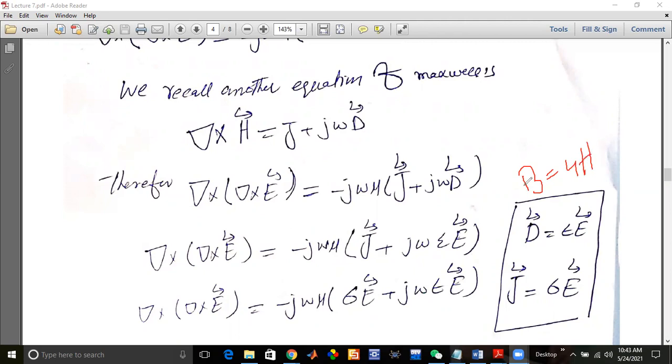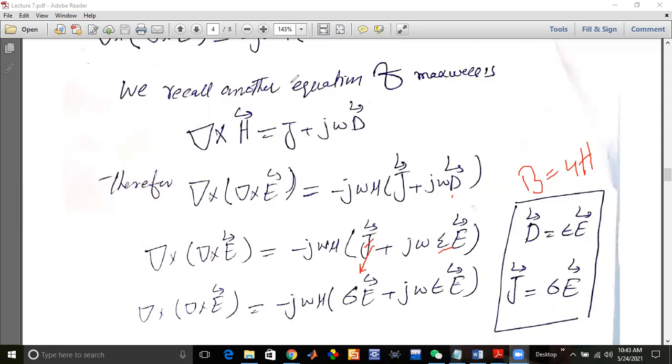Remember these three equations: B is equal to mu naught times H, D is equal to epsilon naught times E, and J is equal to sigma times E. So when we write minus j omega mu, we replace J by sigma E and D by epsilon E. So minus j omega mu, we replace J by sigma times the electric field intensity E plus j omega epsilon E.